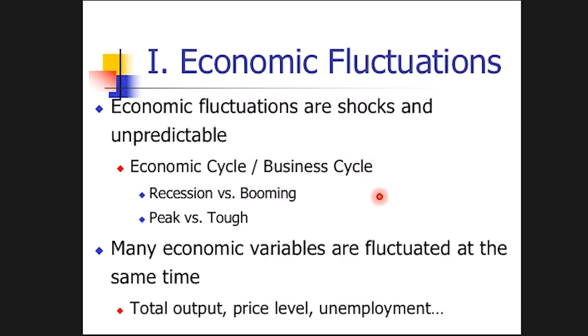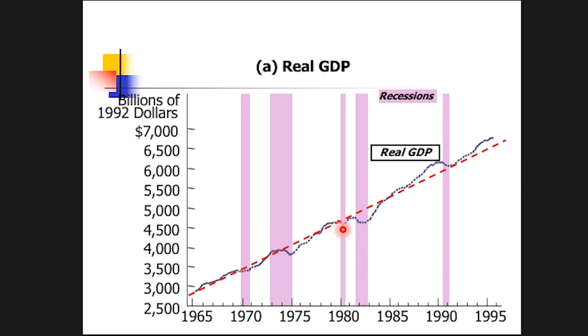The changes in the economy in the short run are called the economic cycle or business cycle. And there are two main major changes in the business cycle. Firstly, the recession: when GDP reduces relative to the long-run trend, we call this a recession. And when GDP increases too much relative to the long-run trend, it is called a boom.